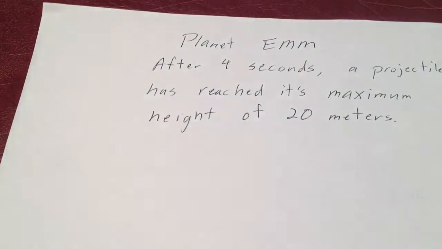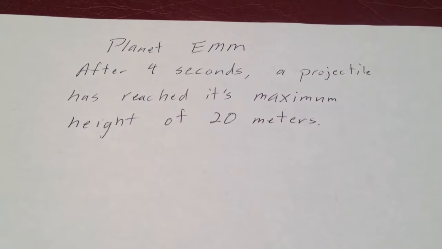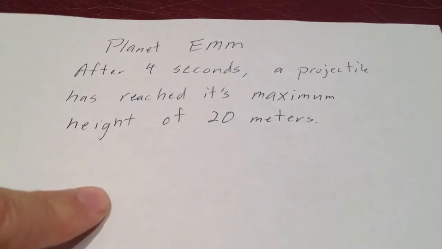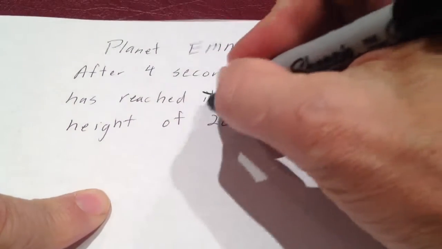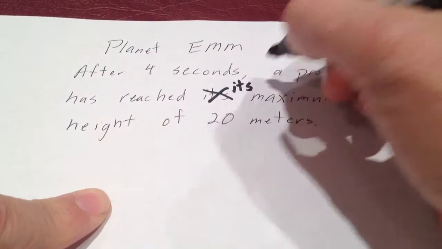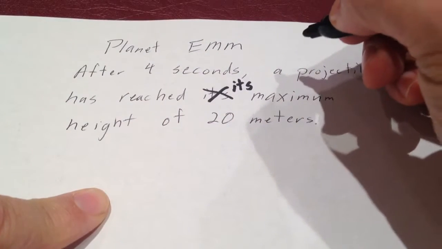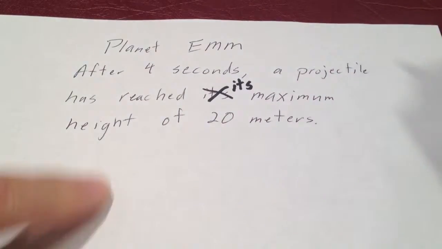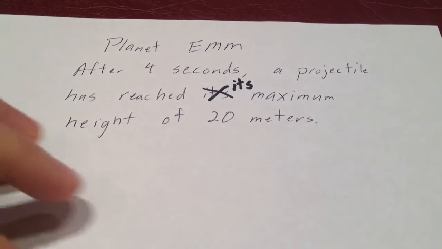Okay, other kind of problem that you might get, still on planet M, which I'm going to call EMM now. After 4 seconds, a projectile has reached its maximum height of 20 meters, and I realize that's ITS, not IT apostrophe S. Yes, that's the correct way to write it. Its maximum height of 20 meters.